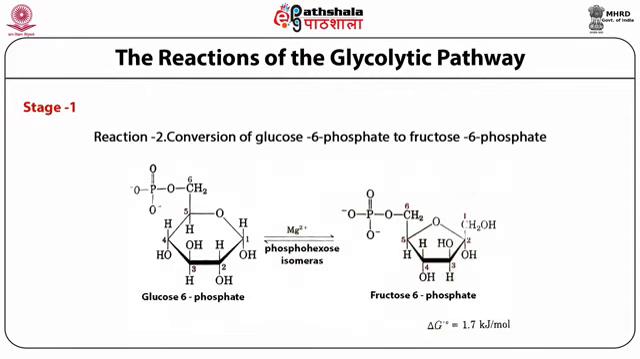This is reaction 2 of stage 1, conversion of glucose 6-phosphate to fructose 6-phosphate. The reaction is catalyzed by phosphoglucoisomerase. This enzymatic step prepares the C1 for phosphorylation. It is a freely reversible reaction controlled by substrate and product levels, with a small change in standard free energy. The reaction proceeds readily in either direction and requires magnesium.